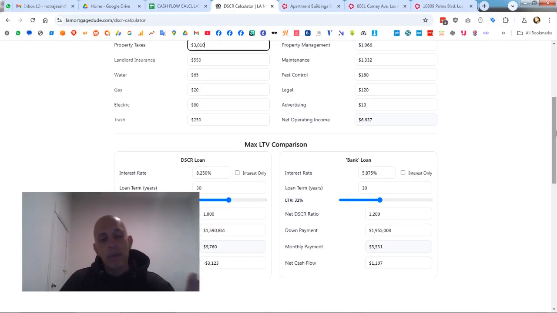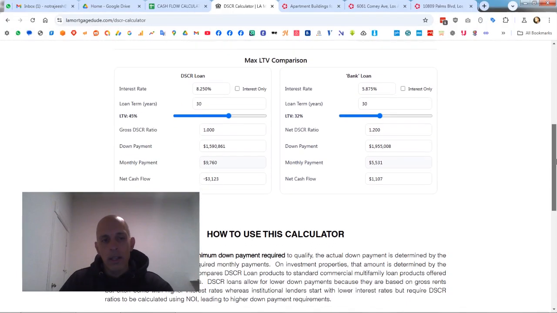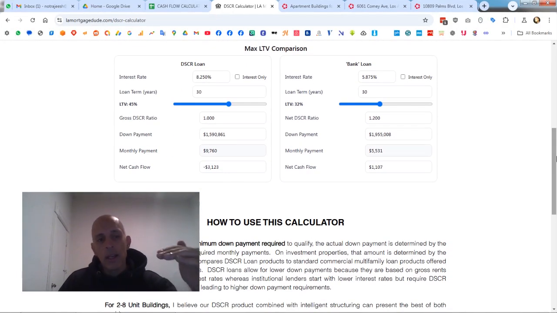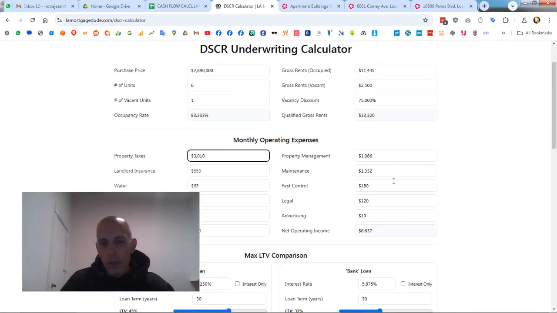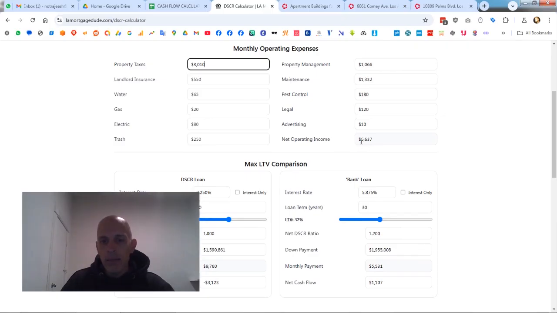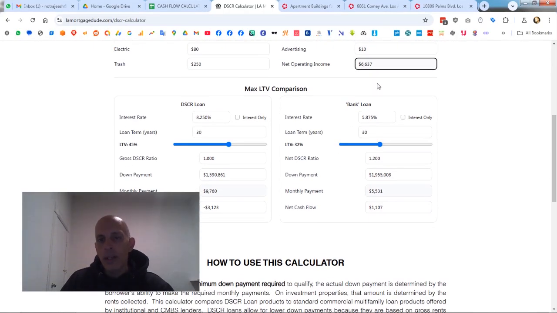So gross DSCR ratio on DSCR loans has to be the gross rents over the PITI: principal, interest, taxes, and insurance. And on a bank loan, it's a little bit different. The way that works is that they deduct all these operating expenses here from the qualified gross rents, and that leaves you with something called net operating income. From there, that's where the mortgage payments are paid from, not from the gross rents, but from the net operating income.